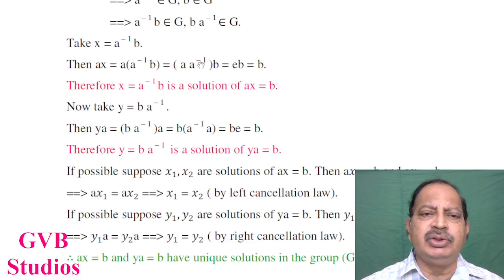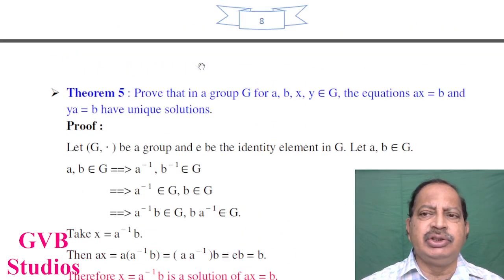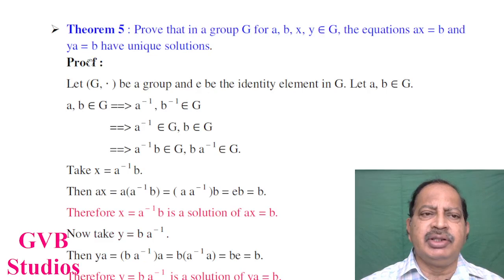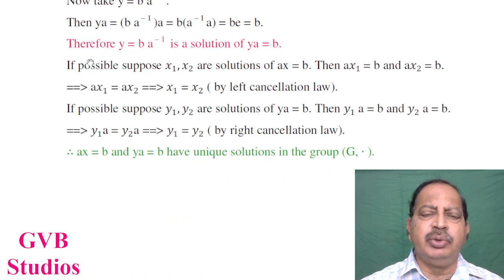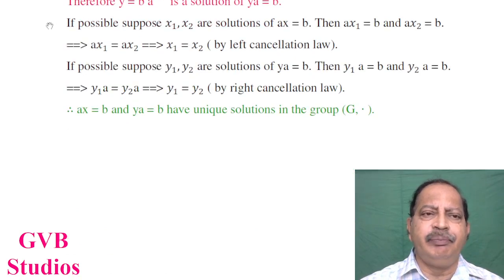But the statement asks for unique solutions. Unique means only one solution. For the equation ax equal to b, there is only one solution, and for the equation ya equal to b, there is only one solution. We have to prove this. So what happens if there are two solutions? Let us see. If possible, suppose x1, x2 are solutions of the equation ax equal to b. Then ax1 is equal to b and ax2 is equal to b. Here this is b, this is b, so these two are equal. The right side is b on both, so the left sides must be equal: ax1 is equal to ax2.